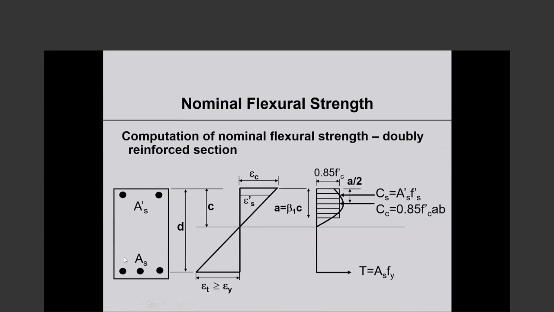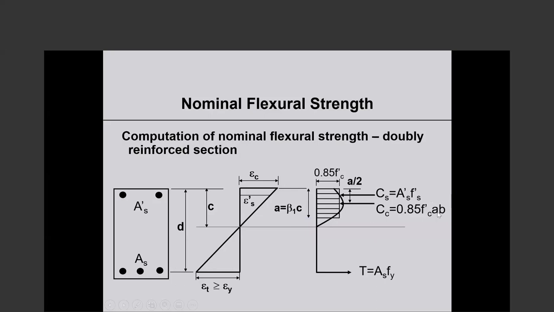Now we will go to a doubly reinforced section. We have tension reinforcement, we have compression reinforcement, A sub s, A sub s prime. The strain distribution is the same, except that at the centroid of the compression reinforcement, we are saying that the strain is epsilon sub s prime. So in the tension reinforcement, it's epsilon sub s. In the compression reinforcement, it is epsilon sub s prime. The rectangular stress block is the same as before.